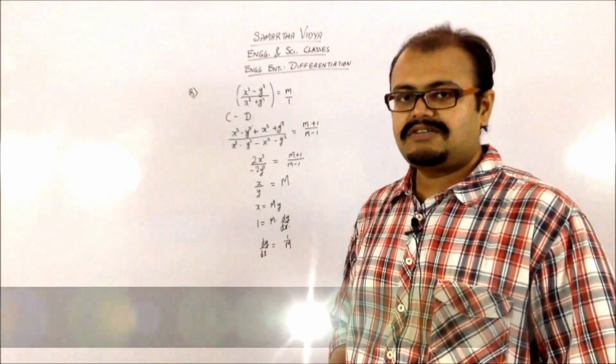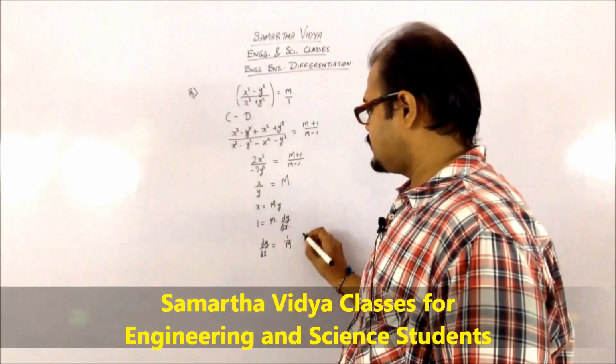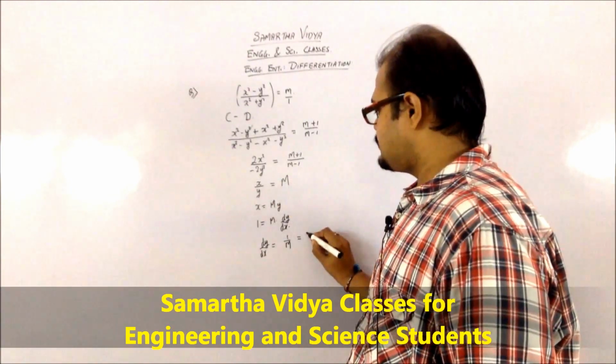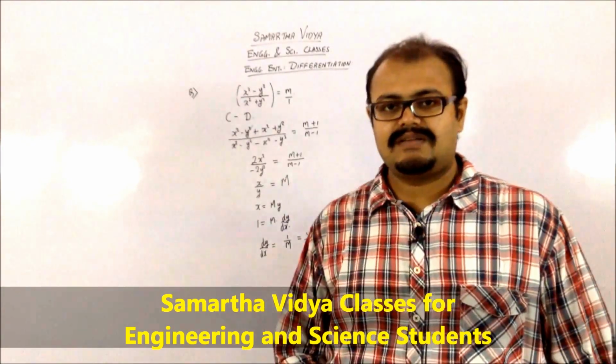Now you just need to substitute your m. You can see that m is x by y over here. So that is going to be 1 upon x by y, which becomes y by x. So your dy by dx will be y by x.